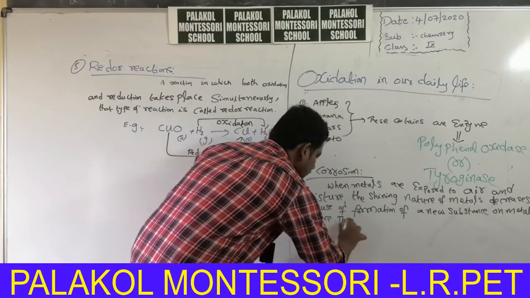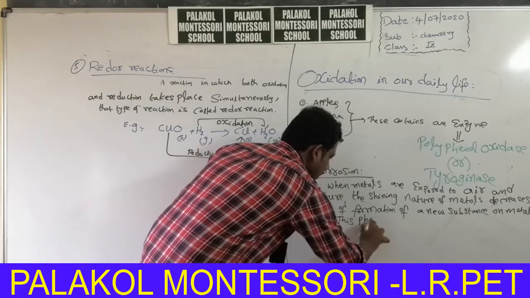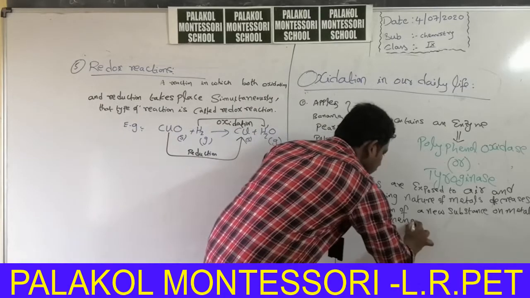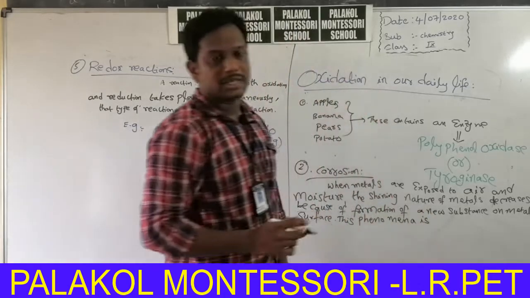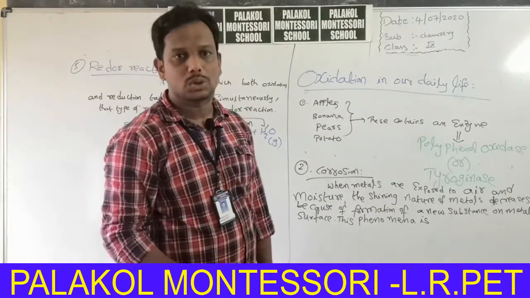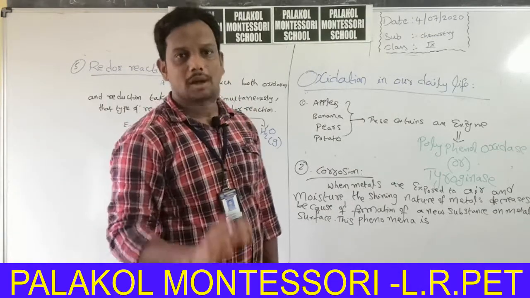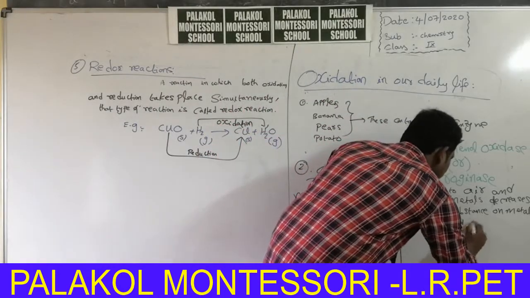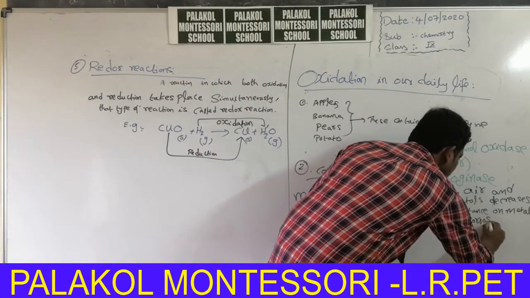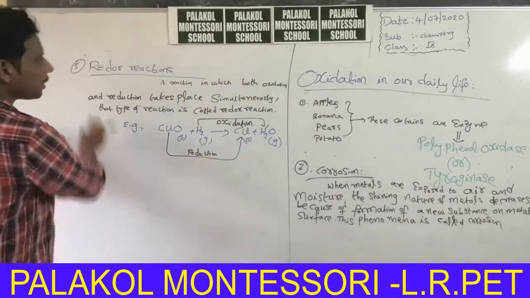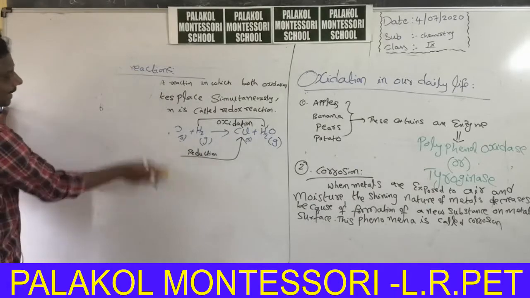This phenomenon is called corrosion. Simply, the shining nature of metal surfaces decreases due to reaction with air and moisture, and this is called corrosion. Examples for corrosion are rusting of iron.